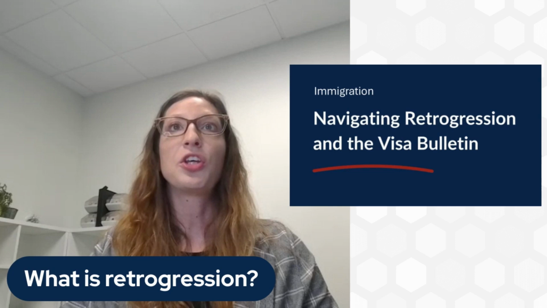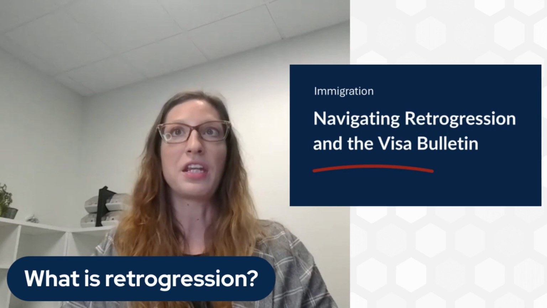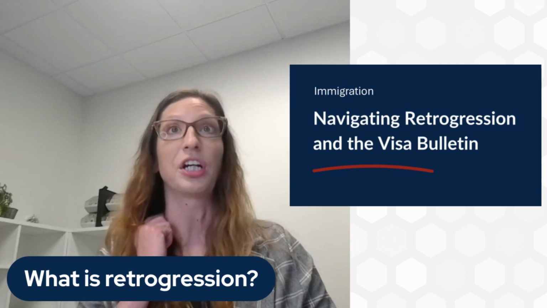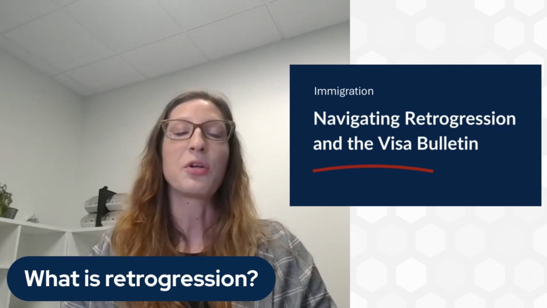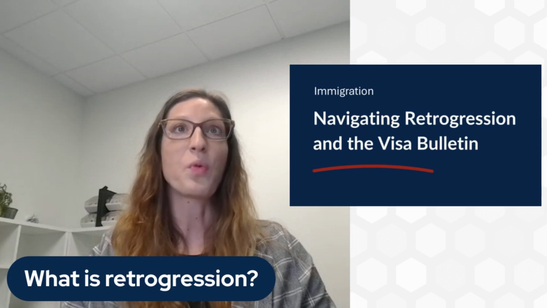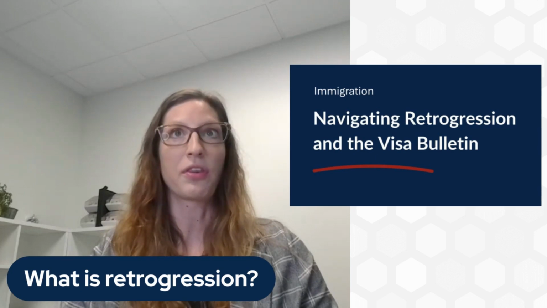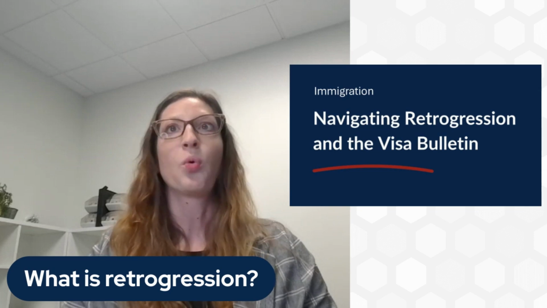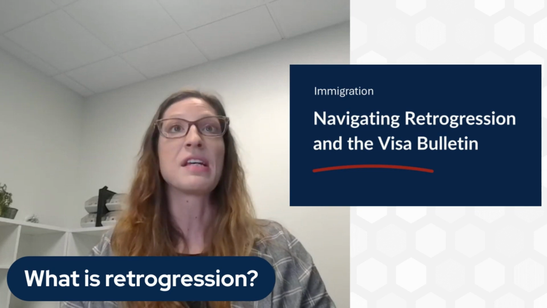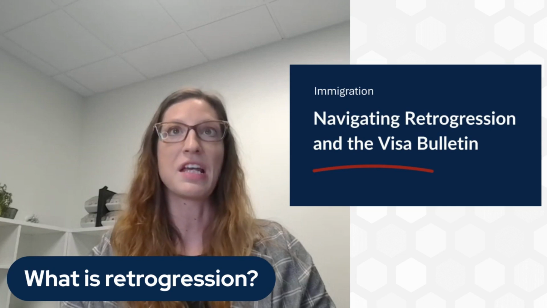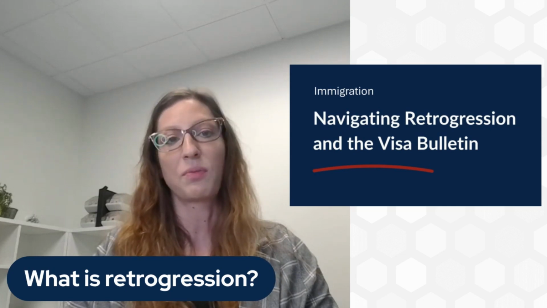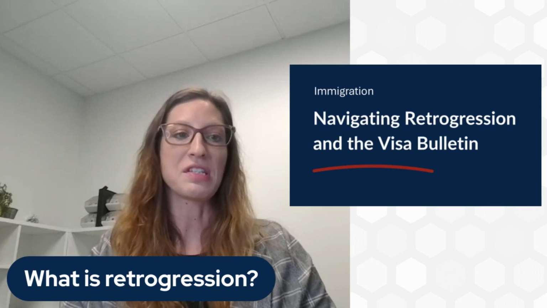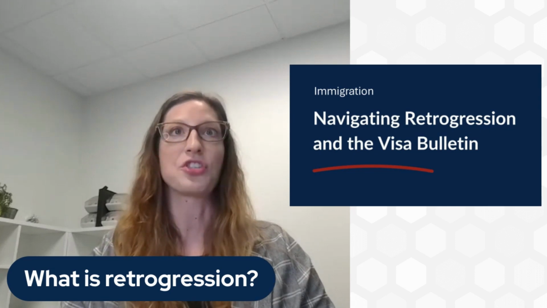It's a term that's thrown around, so I want to make sure that we're all clear on what retrogression actually means. The U.S. has an annual limit on the number of immigrant visas or green cards that can be issued each year. This limit is broken down by visa category as well as the applicant's country of birth. Now, visa retrogression occurs when the immigrant applications exceed the number of visas that the U.S. government has available to issue. And that is what causes a backlog that we call retrogression.